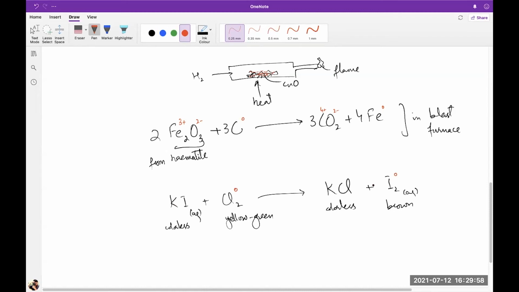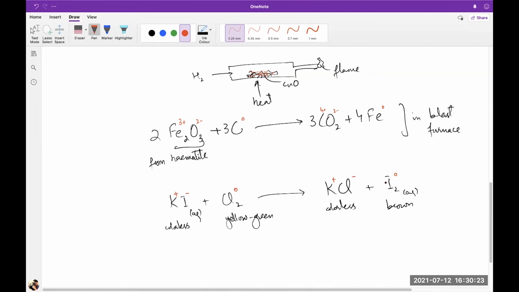Iodine as an element is 0. Remember, every element or an atom or a compound is 0 overall. Now, potassium is +1. Iodine, because it's in group 7, will be -1 here. Chlorine is in group 7, it will be -1 here. Potassium is +1 here. So I can clearly see that chlorine went from 0 to -1. So that is a decrease, that's reduction.